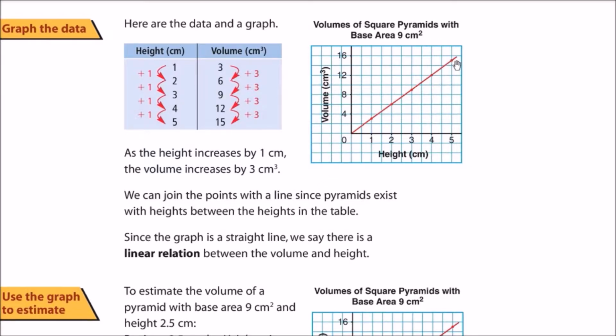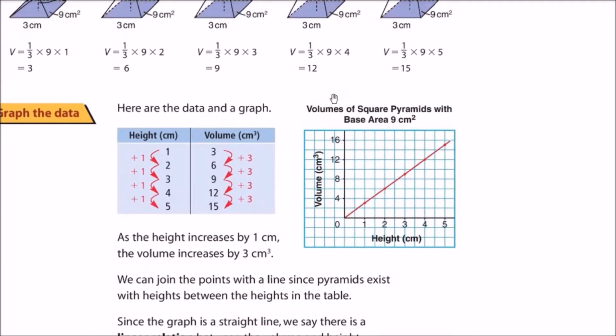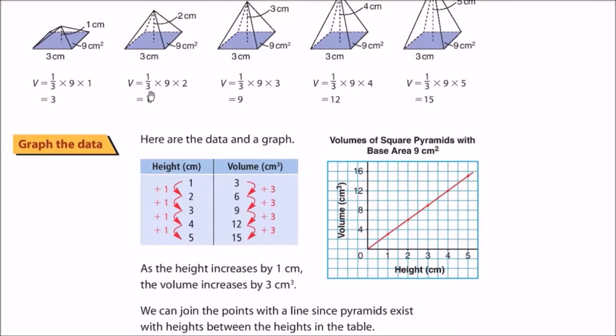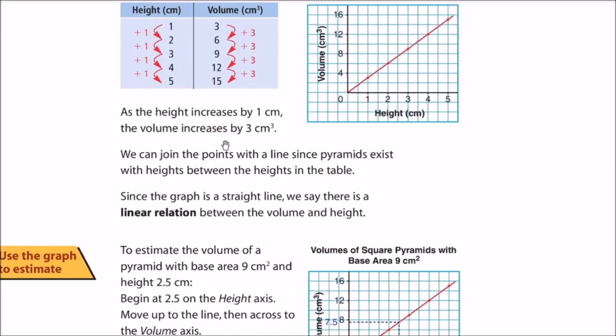We can just draw the line like this, and between the heights of the table we can find out. That is, if the height is 1, we know that volume is this. If the height is 2, we know the volume is 6. But what about 1.5? If the height is 1.5, what will be the volume, or any other value? We can always find out using this.